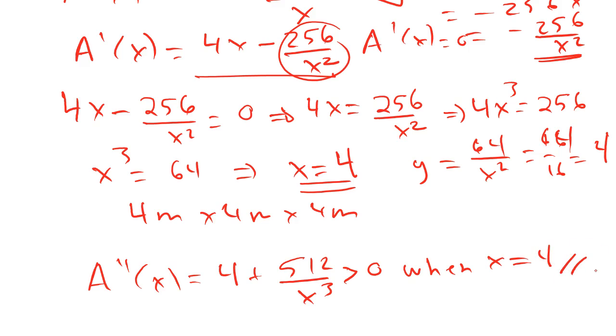So we've got the dimensions. It's a 4 by 4 by 4 rectangular solid, and we've verified that it is a minimum. Since the second derivative is greater than 0, we know it is a minimum. And we've solved the problem.